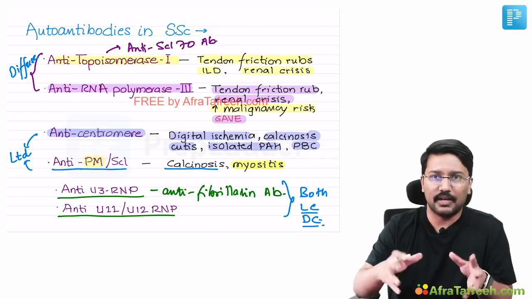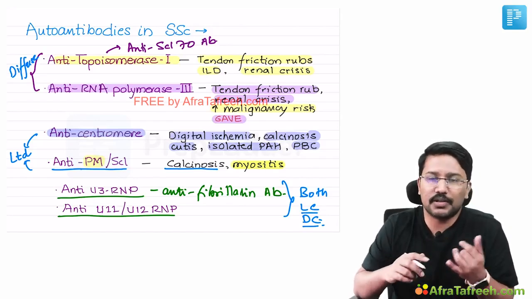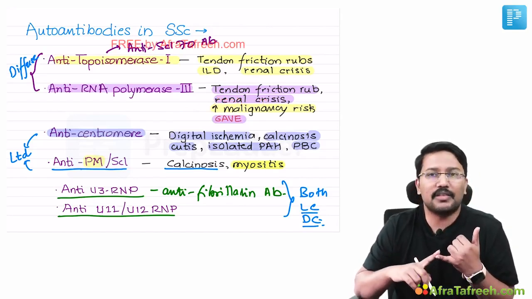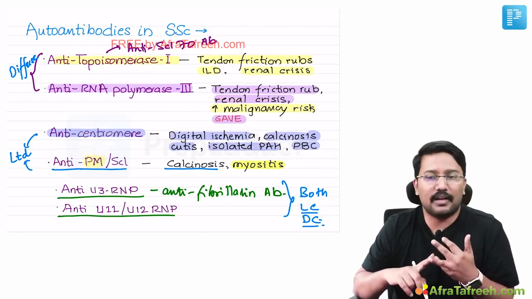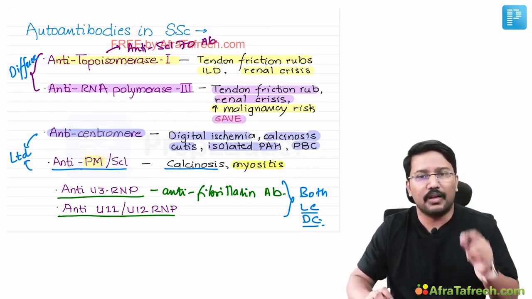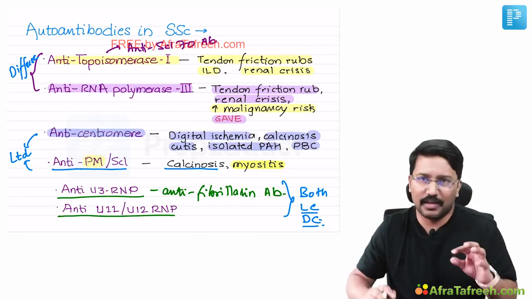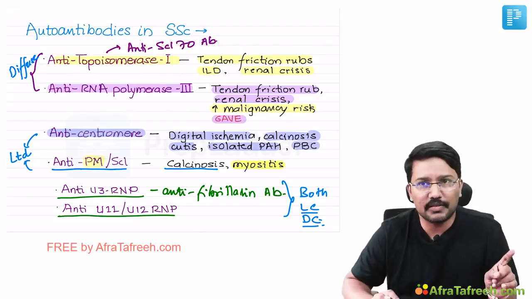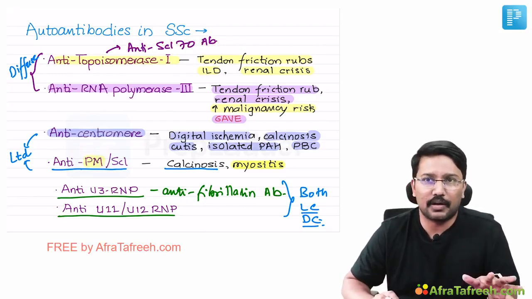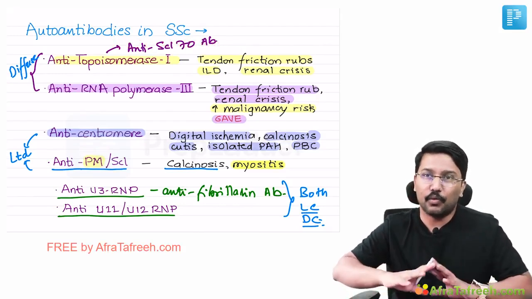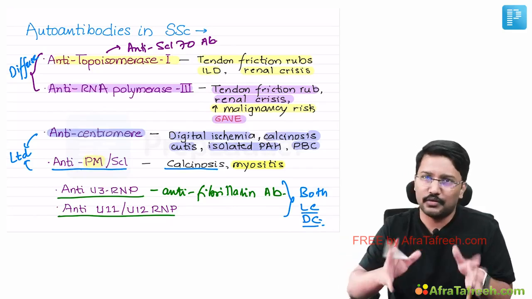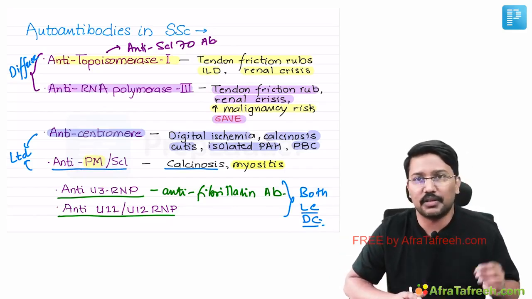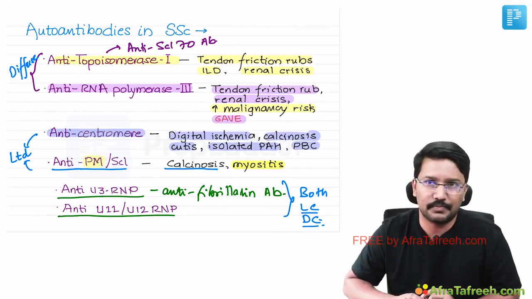And in case of diffuse cutaneous, what antibodies are associated? Anti-topoisomerase 1 is one, and the other one is anti-RNA polymerase 3. DNA and RNA are definitely there inside the nucleus in the chromosome, but they are also present in the cytoplasm. They can also be present in the mitochondria. So DNA and RNA are more diffusely distributed. With this, you can remember which one is associated with the diffuse cutaneous variant.